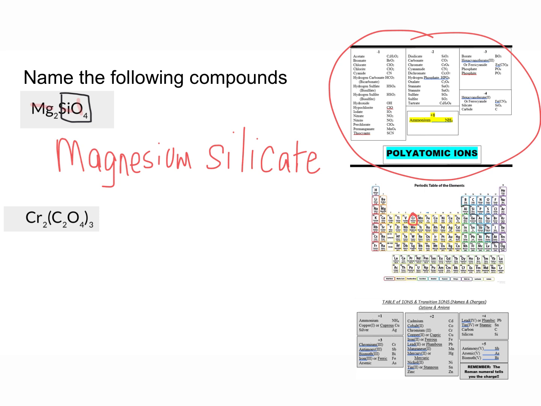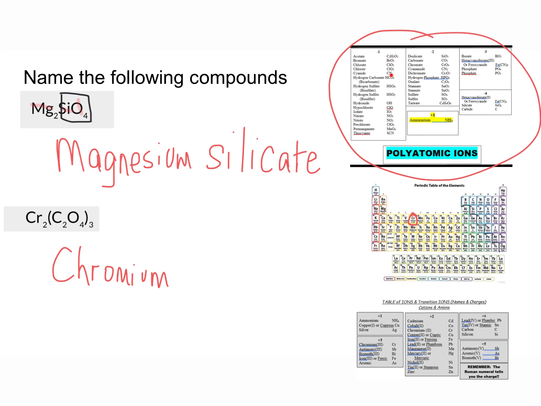Okay, so Cr2, if we look up Cr on the periodic table, we see it's right here. It's a transition metal. That should send something out in your brain that says, oh, it's a transition metal. I have to look at my chart, okay, and I'm going to need a Roman numeral. So Cr is chromium, so we're just going to name this as chromium. And we're going to leave it for a moment, we have to figure out what Roman numeral we need, okay? And then we have to look up C2O4 on our polyatomic ion chart.